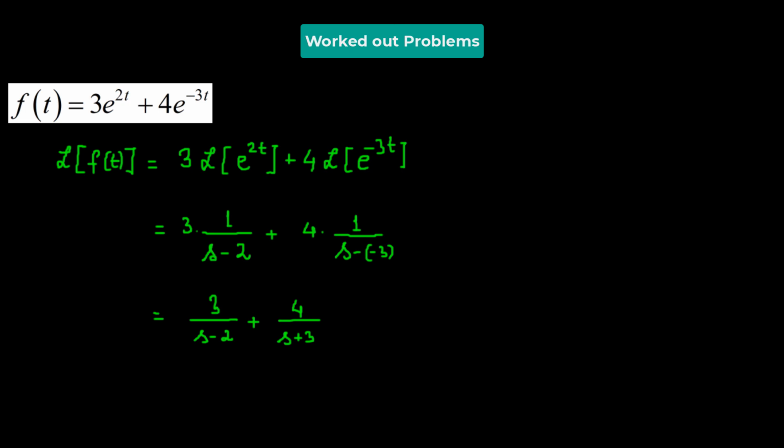Now we also have to check for what values of s the given Laplace transform is going to exist. s minus 2 must be greater than 0, which implies that s must be greater than 2. And also s plus 3 must be greater than 0, which implies that s must be greater than negative 3. Combining these two inequalities, we have s greater than 2, for which the given Laplace transform is going to exist.